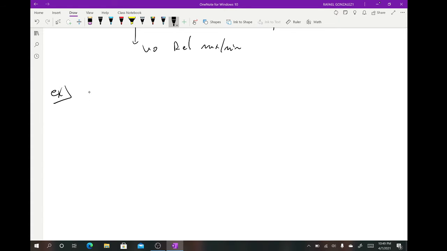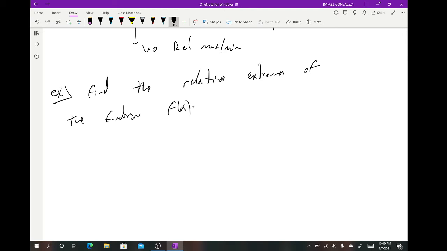Okay, so example. Let's find the relative extrema of the function f of x is equal to 1/2 x minus sine of x in the interval 0 to 2 pi.